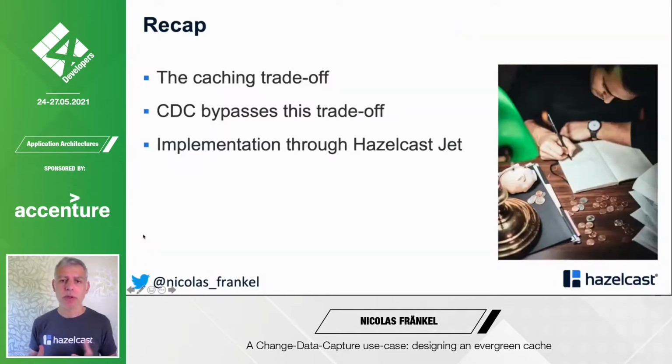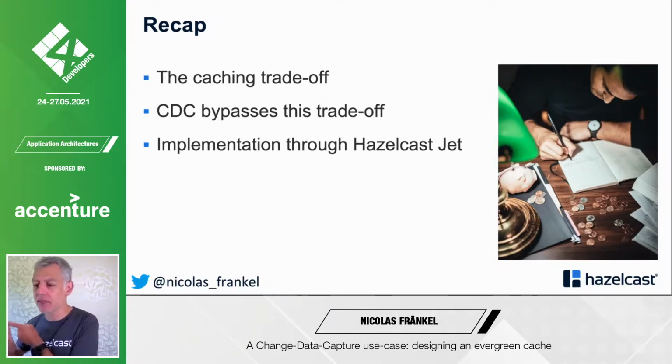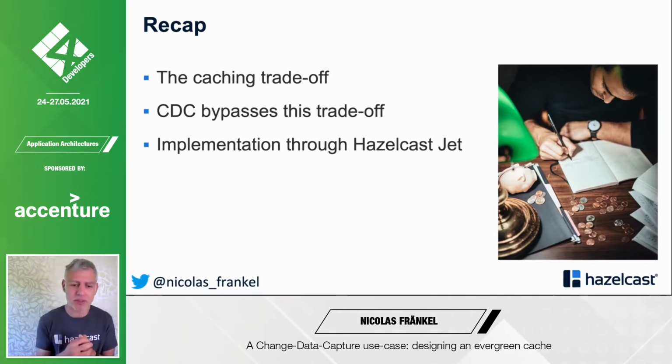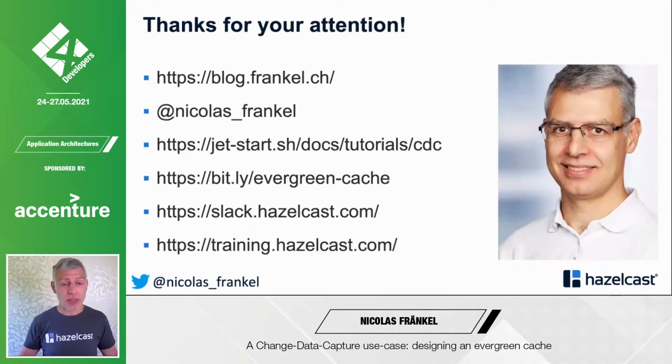So some recap. In this presentation, I showed you about the caching trade-off. Caching trade-off means, hey, I accept stale data and I want either availability or speed. Well, with CDC, you are able to bypass this trade-off because then you don't need to accept stale data all the time. The implementation that I've shown you is through Hazelcast Jet that embeds Debezium, that embeds whatever connector you want, MySQL, Postgres, whatever.